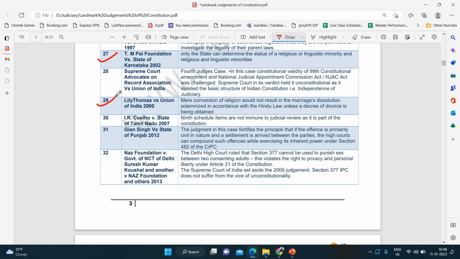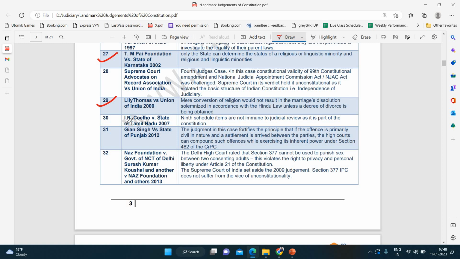Judgment 29, Lily Thomas versus Union of India. Here, mere conversion of religion would not result in the dissolution of a marriage solemnized in accordance with Hindu law unless a decree for divorce is obtained. This is related to the conversion of religion, and it is also related to the Hindu Marriage Act, the Hindu laws.